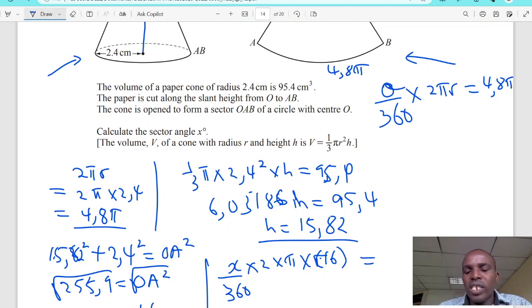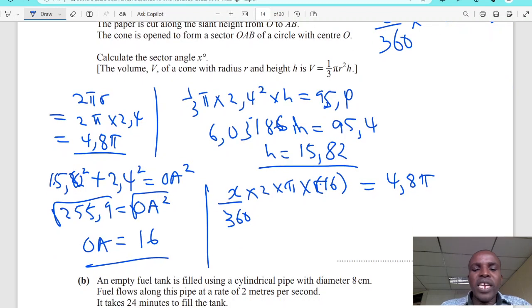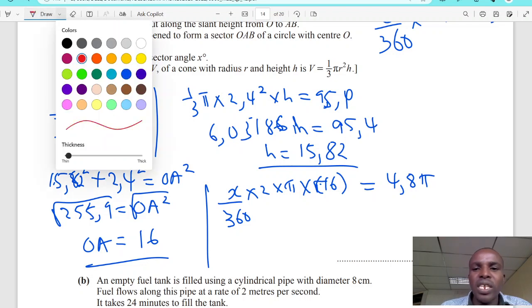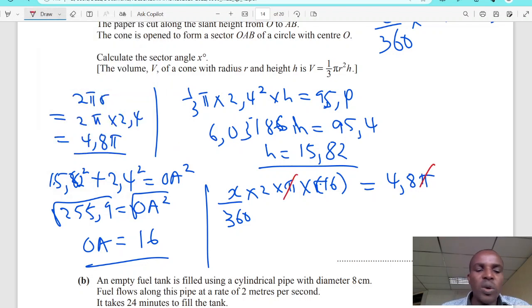Then this one equals 4.8 pi, like this. Then 2 into 360, 180, or 2 times 16. Let me say this one times 2 times divided by 360. Right. Then if you can check, pi is appearing on both sides. So this pi and pi can cancel out.